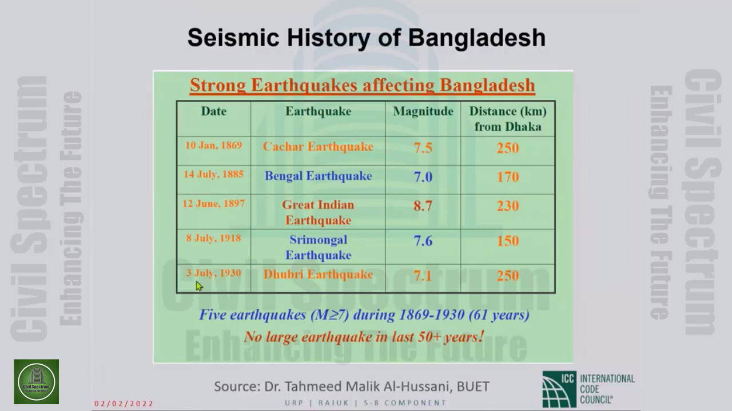Now the thing is, the list stops at 1930. So from that point on, from 1930 until today, 90 some, 91, 92 years have passed without an earthquake of that kind of a size, you know, 7 or 8.